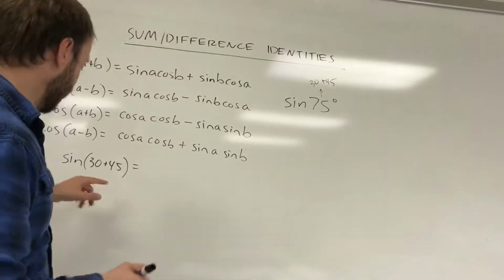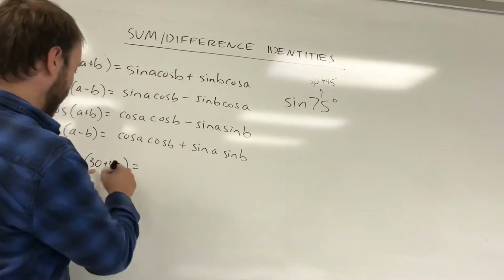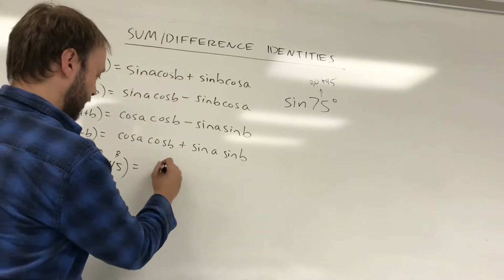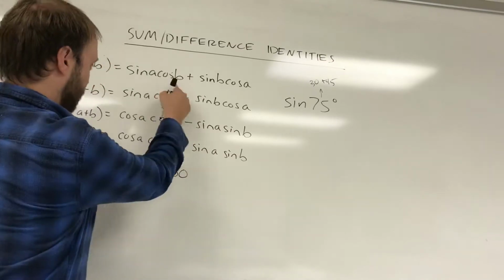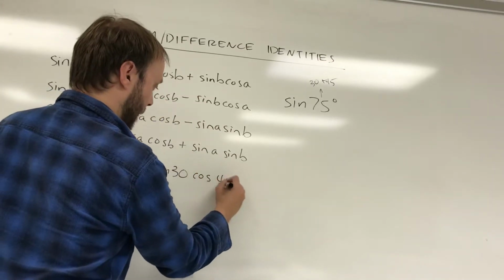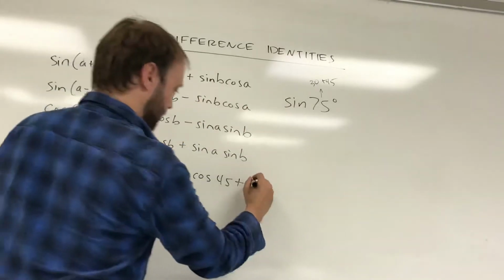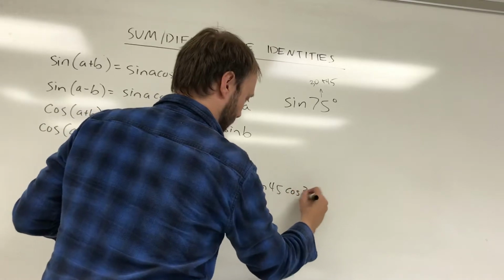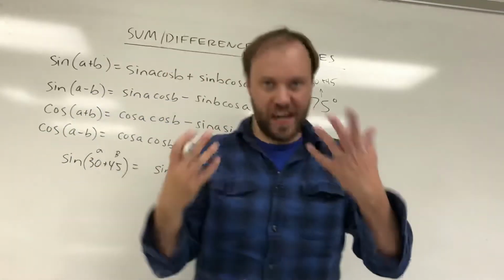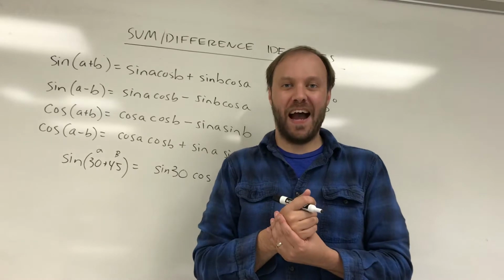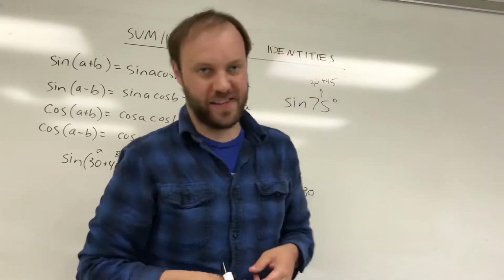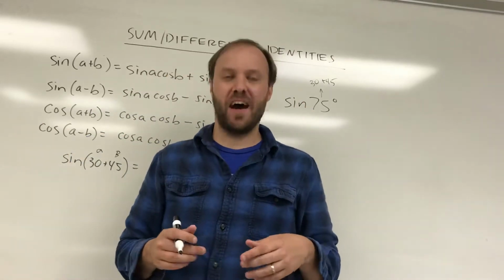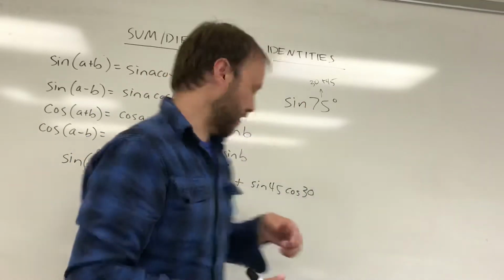So I'll substitute in. In this case, this will be my alpha, this will be my beta. So it's going to be sine of 30 times cosine of 45, plus sine of 45 times cosine of 30. Okay? And that's a statement that'll give you the sine of 75. I'd like you to actually try to evaluate the statement, okay? And using the unit circle, hopefully at this point you've got a lot of these values memorized, but using the unit circle, you should be able to fill all of these in pretty easily.